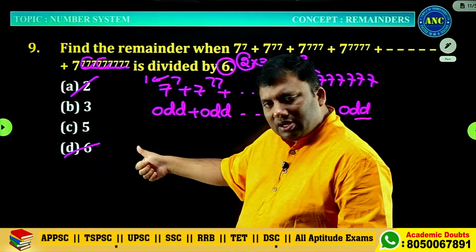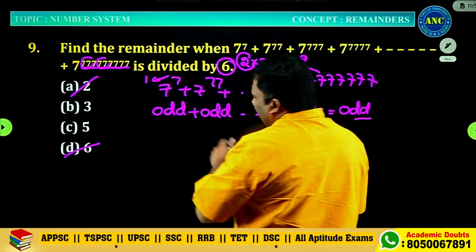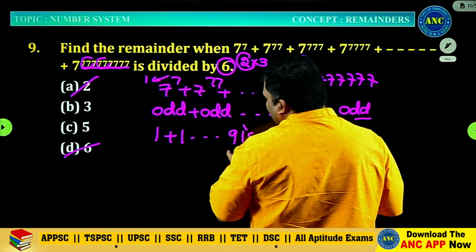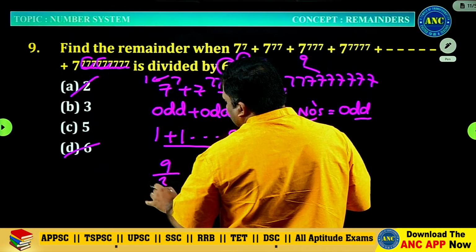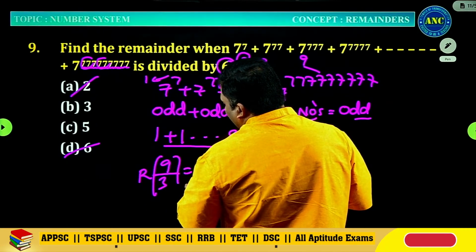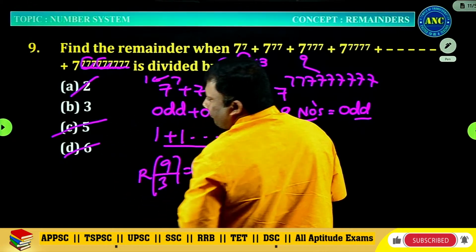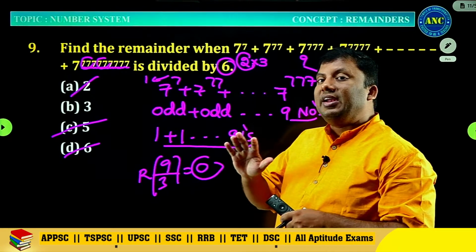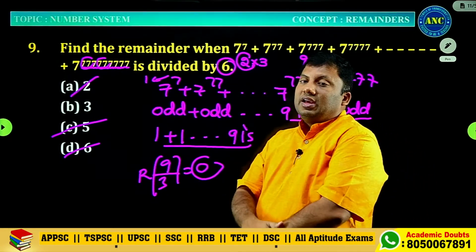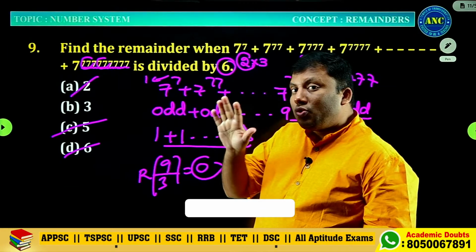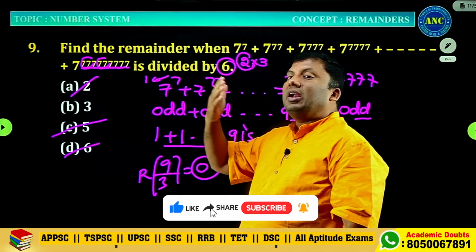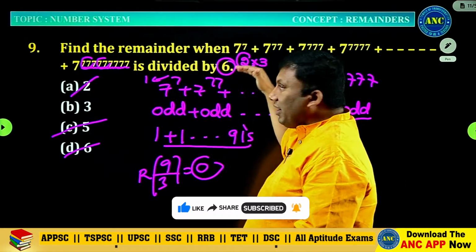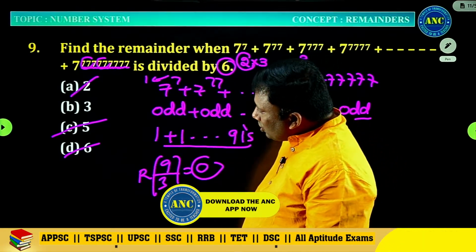So, first out, last out. Divided by 3. 3 2s are 6, 1. 3 2s are 6, 1. Like that 9 ones are there. 9 ones added is 9. 9 is perfectly divisible by 3. The answer when divided by 3 has remainder 0. I hope the idea is very much clear. It is divided by 6, and 6 is 2 into 3. 9 odd numbers are there. If I add 9 odd numbers, I will get an odd number. Odd number divided by 2, remainder 1. The answer should be an odd number.